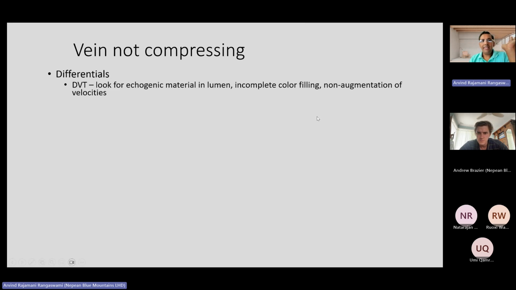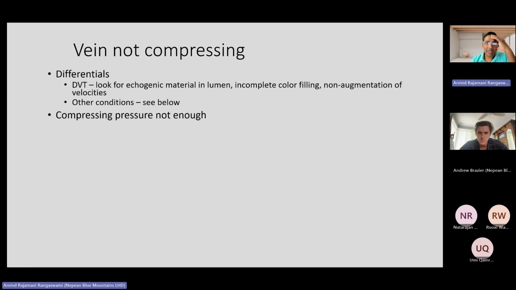But the other differentials, I'll come to that in a minute. If the compressing pressure is not enough, it's your fault. And this can happen either because you are not centered on the vein, or you are on a slippery slope and as you're applying pressure, it's sliding away from the vein. So that's one.